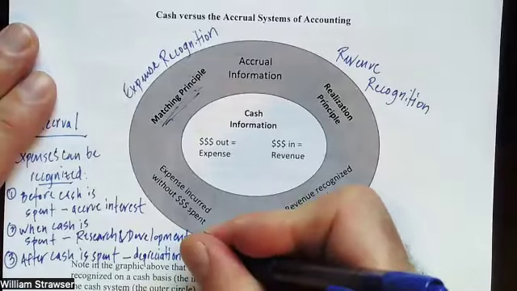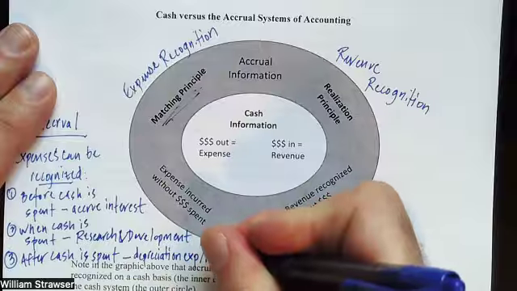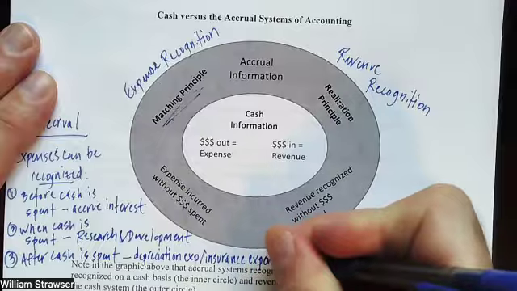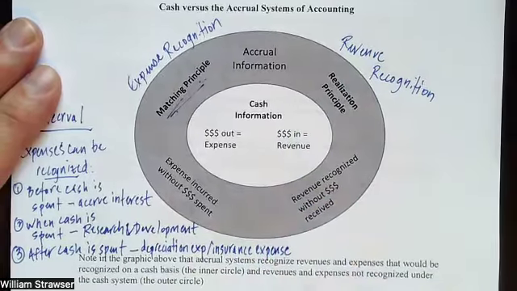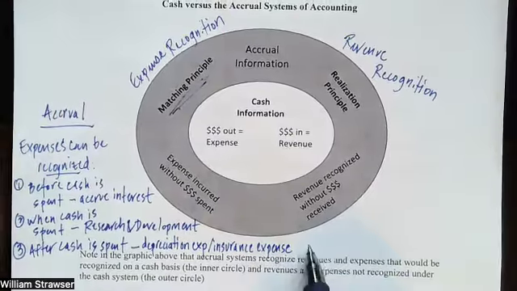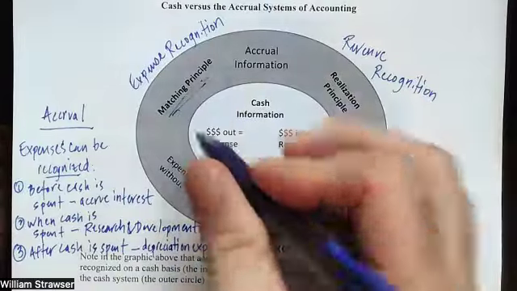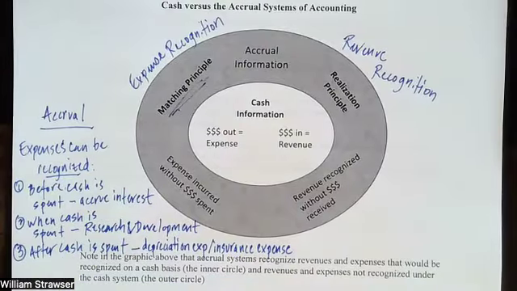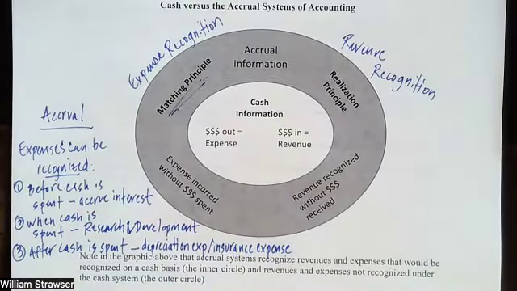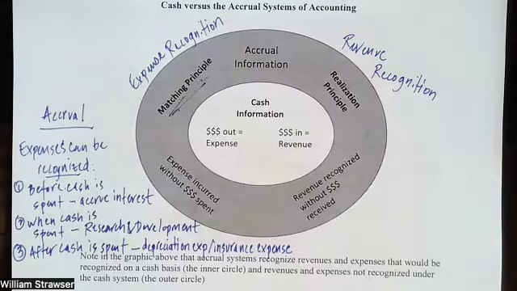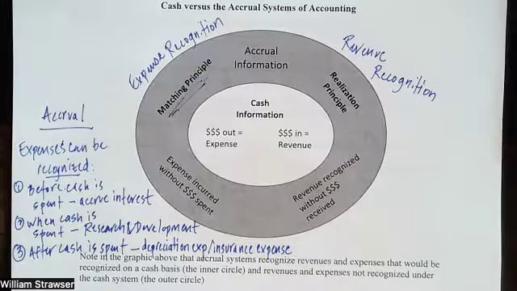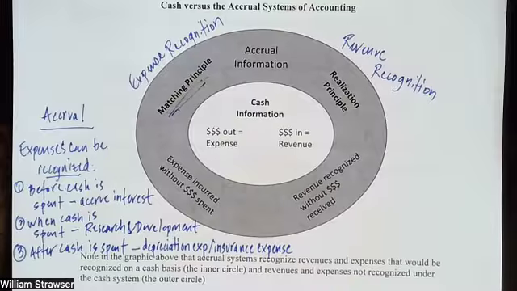You could also think of this as insurance expense from prepaid insurance. We set up a contract where we prepay, say, a year's worth of insurance, but we recognize the expense only as we're using it up. This is true: expenses can be recognized before cash is spent, when cash is spent, or after cash is spent. The same is true for revenues. Under an accrual system, we can recognize revenues before we receive cash, when we receive cash, or in periods after the cash has been received.